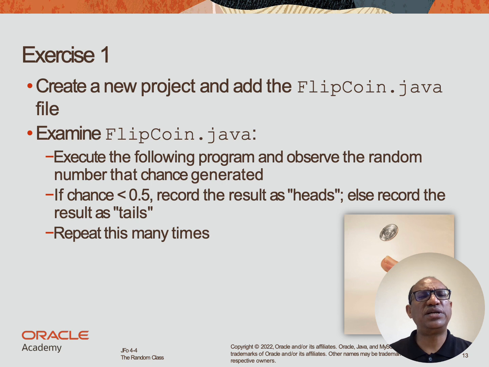Speaking of flipping coins, that's exactly what you'll do in exercise 1. Use nextDouble, check if the result is less than 0.5 and decide between heads or tails. Run it several times to simulate a bunch of flips.